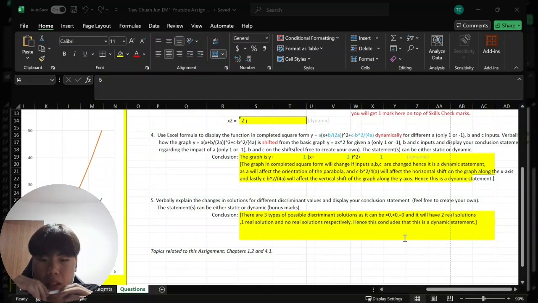Firstly, if the discriminant is a positive value, the quadratic equation will have two distinct real solutions, meaning that the parabola will intersect the x-axis at two different points.